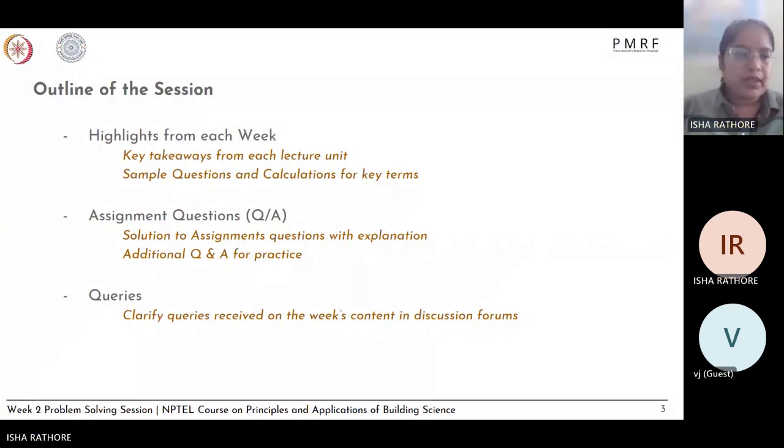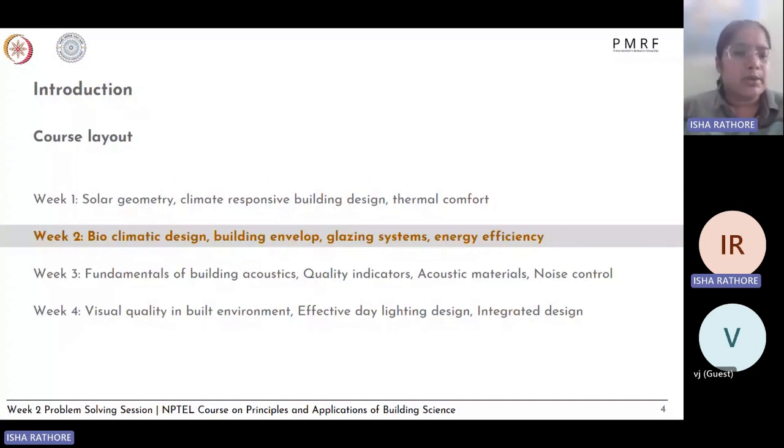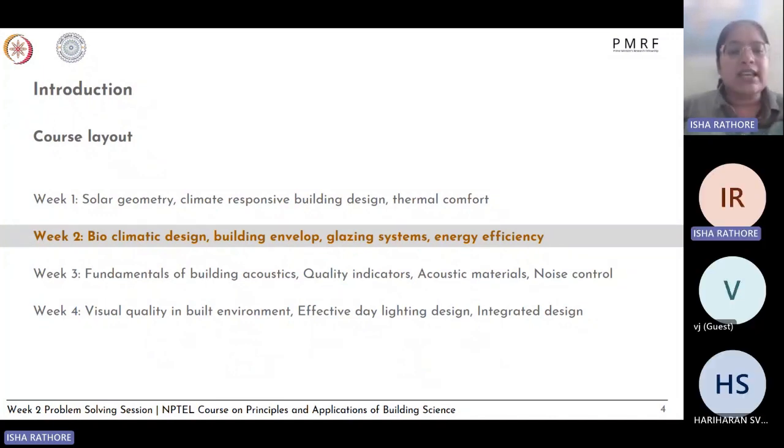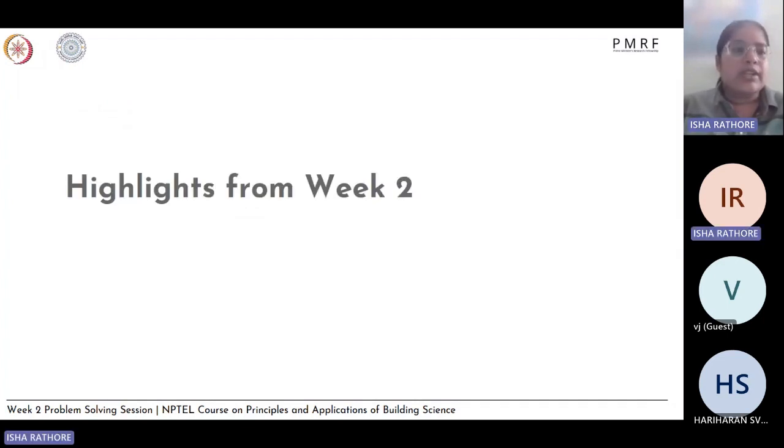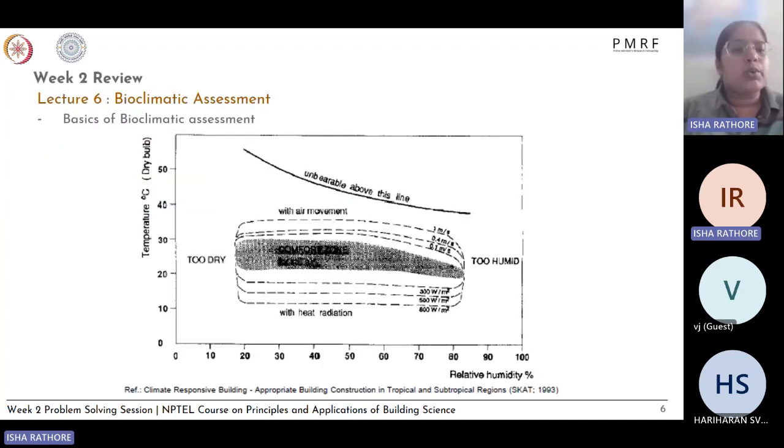So this week we looked at bioclimatic design. In week 2, we looked at bioclimatic design, the building envelope and thermal performance indicators for the building envelope, as well as glazing systems and the energy efficiency measures for this. So let's look at the highlights from week 2. Lecture 6, which was the first lecture in week 2, looked at bioclimatic assessment. Here we looked at the basics of bioclimatic assessment, as well as a demonstration of a software called Climate Consultant. I will not go into the demonstration of the software. If we have time at the end of the session, we will look at Climate Consultant as well.